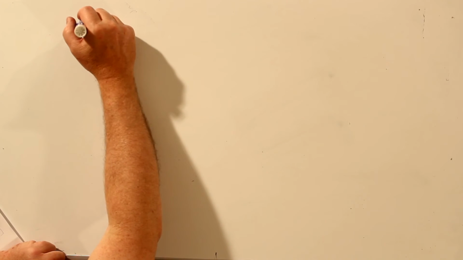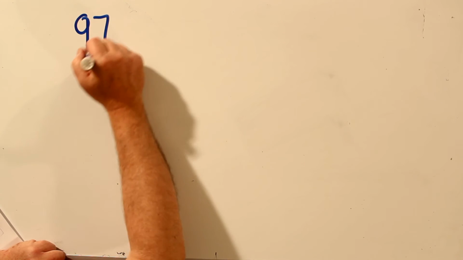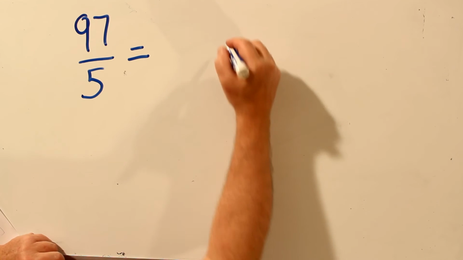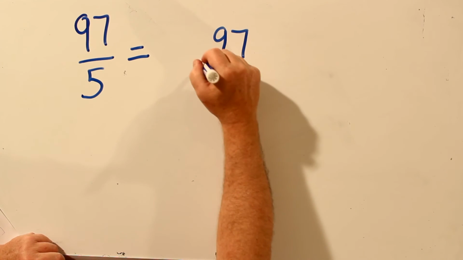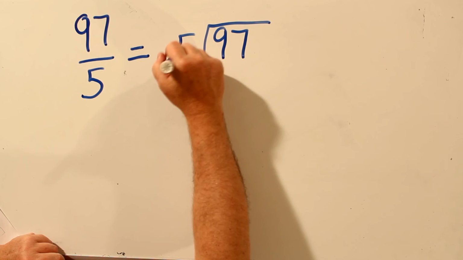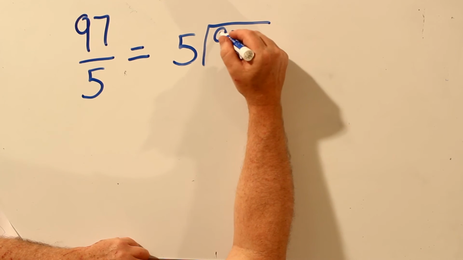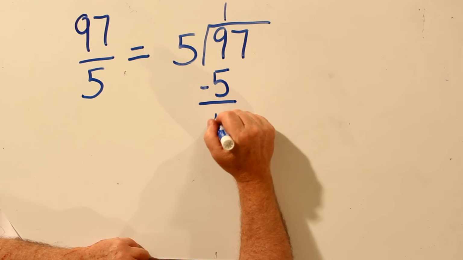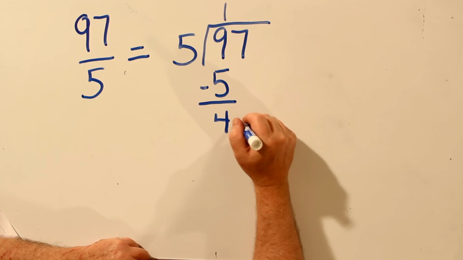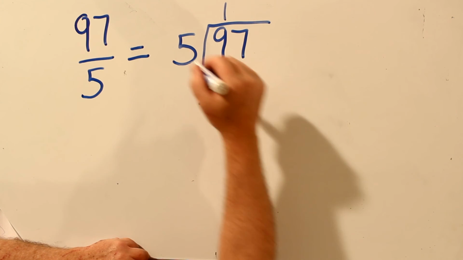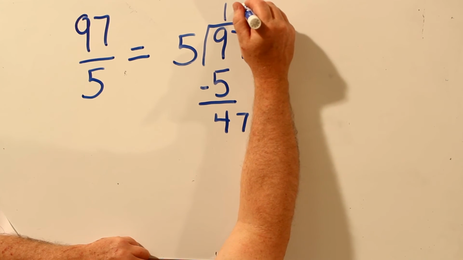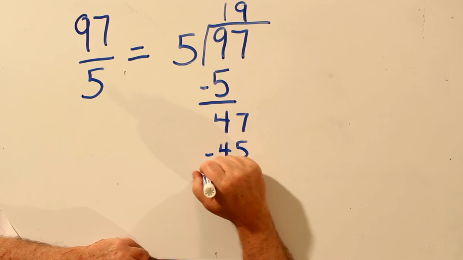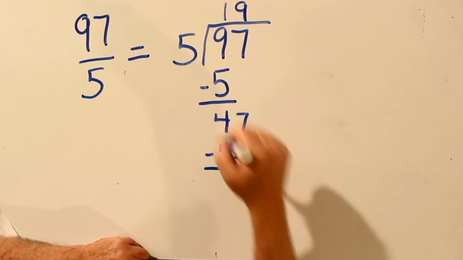One more. Let's try 97 fifths, and write that as a mixed number. Well, it's the same as 97 divided by 5. Let's do the long division. 5 goes into 9 one time. 1 times 5 is 5. Subtract. 9 minus 5 is 4. Bring down our 7. 5 goes into 47 9 times. 9 times 5 is 45. Subtract. Remainder 2. And 5 doesn't go into 2.